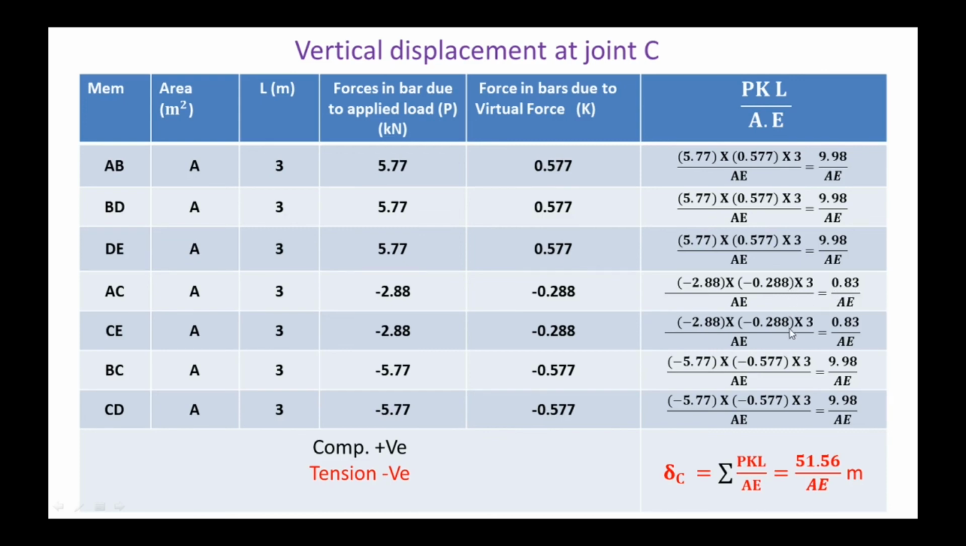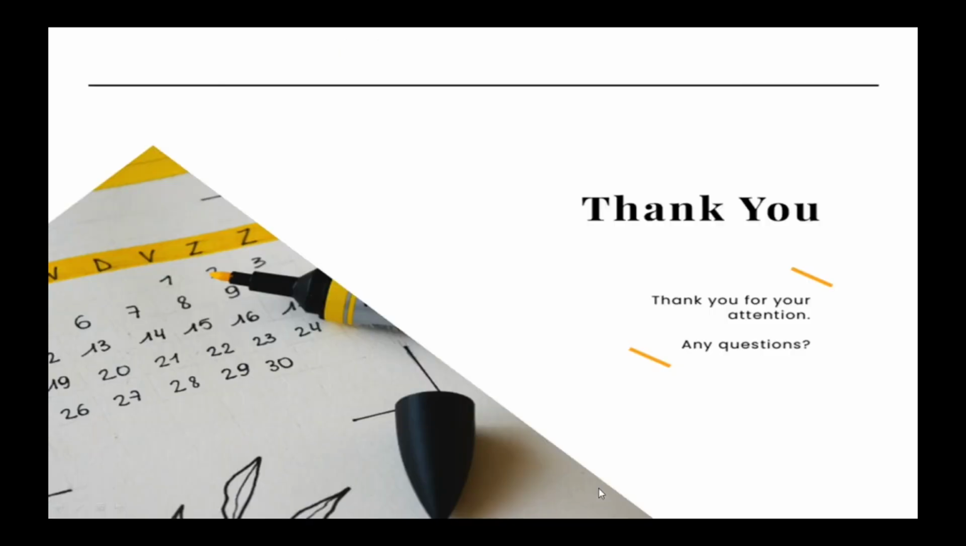In the same way here for the second row. Then the last two rows, again here the forces are minus. Both the forces are minus. So minus 5.77 into minus 0.577 into 3. That becomes minus minus plus. So 9.98. So summation of all this, delta C, the vertical displacement at the joint C, is equal to summation of sigma PKL by AE, that is equal to 51.56 divided by AE in meter. This is the deflection at the joint C. Thank you.